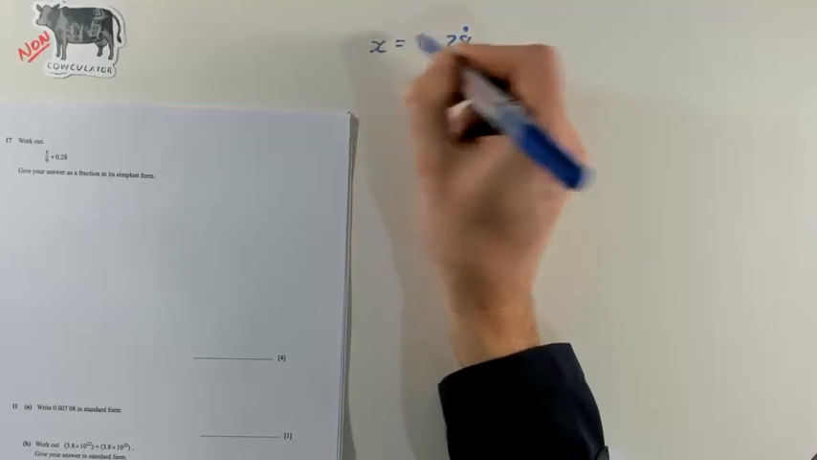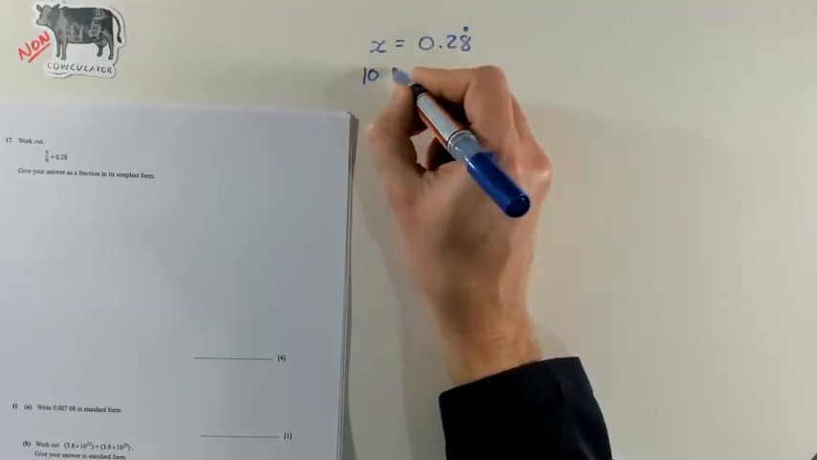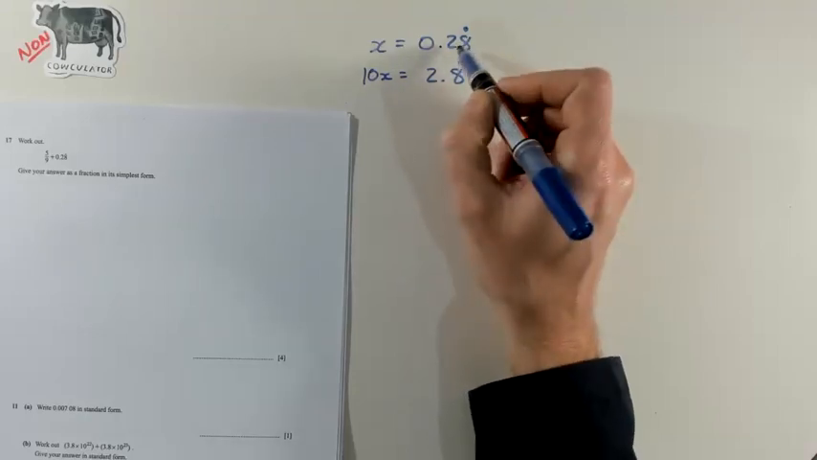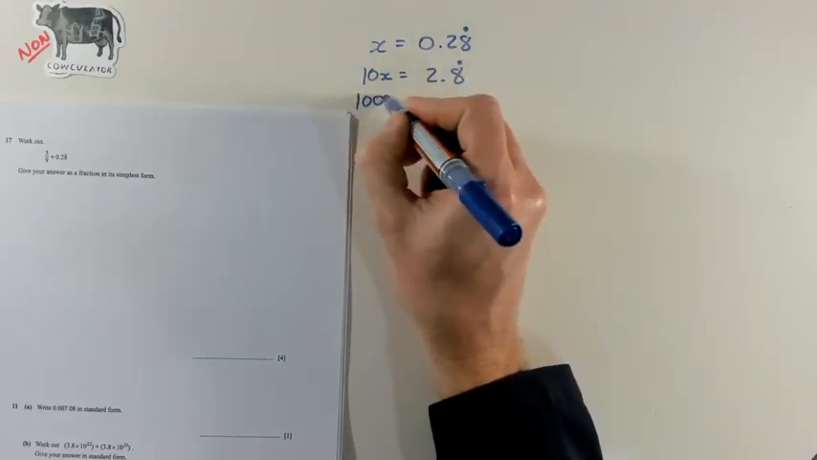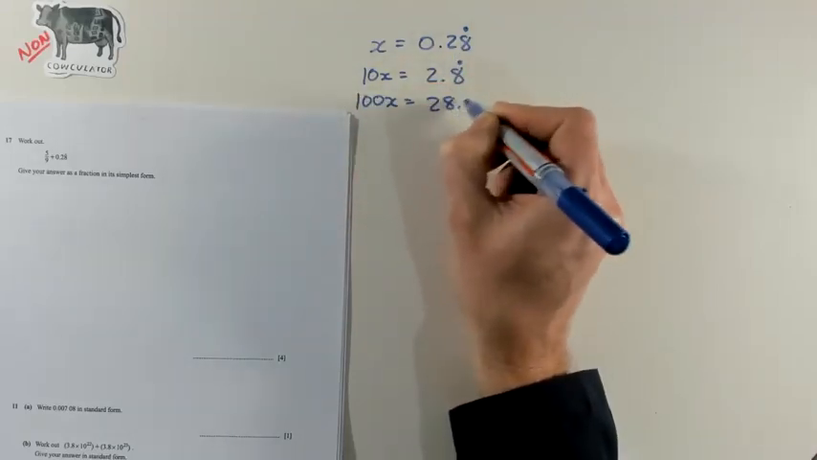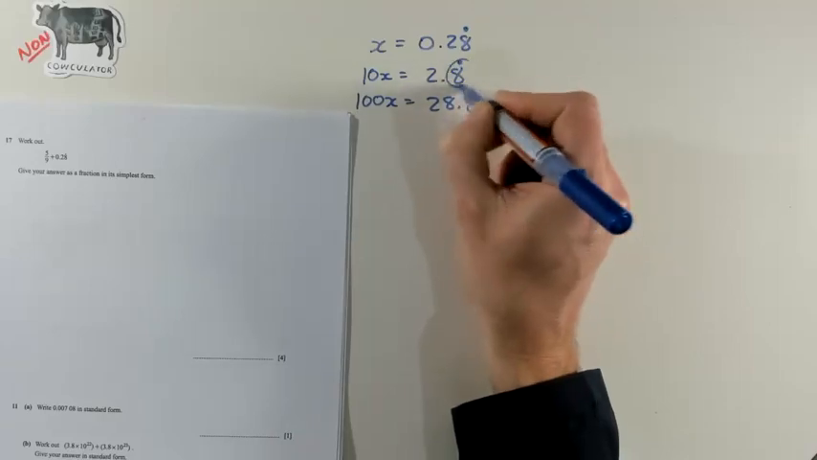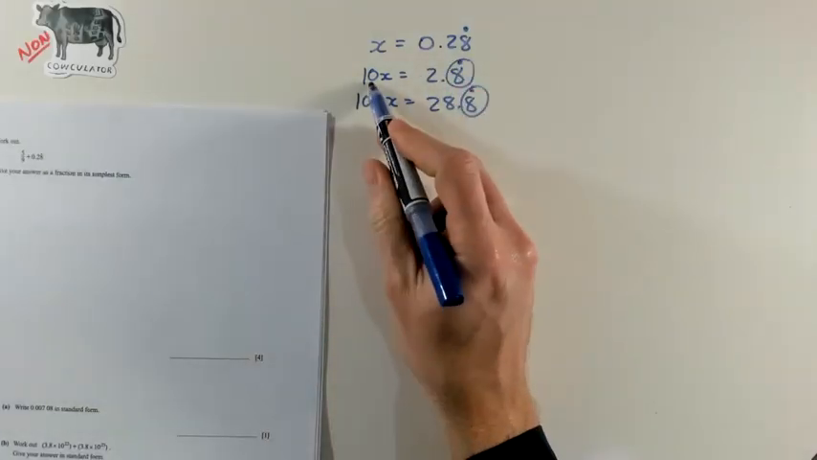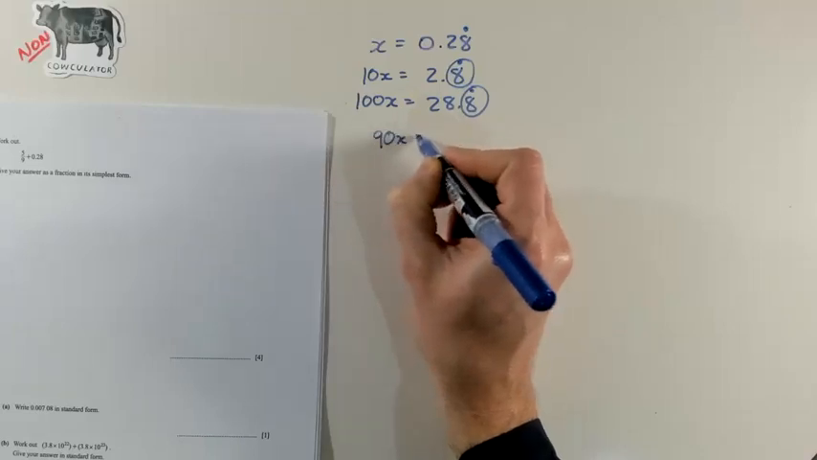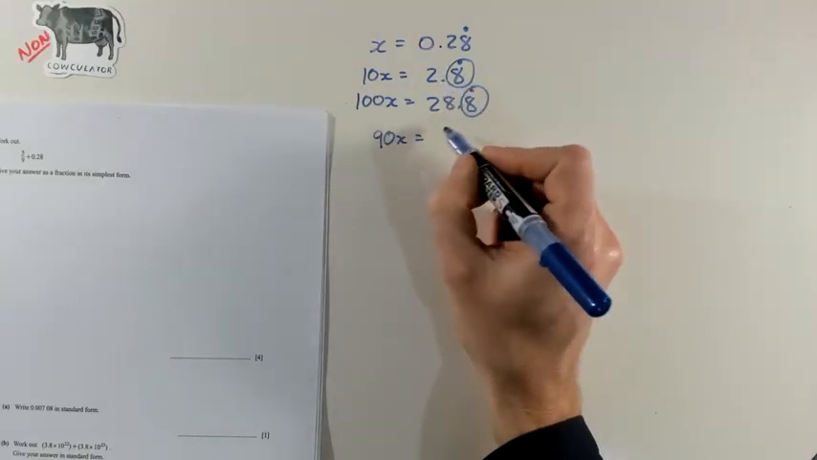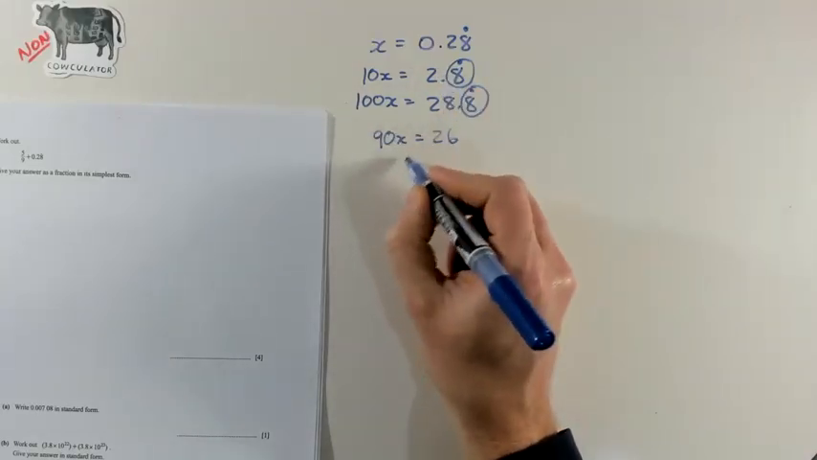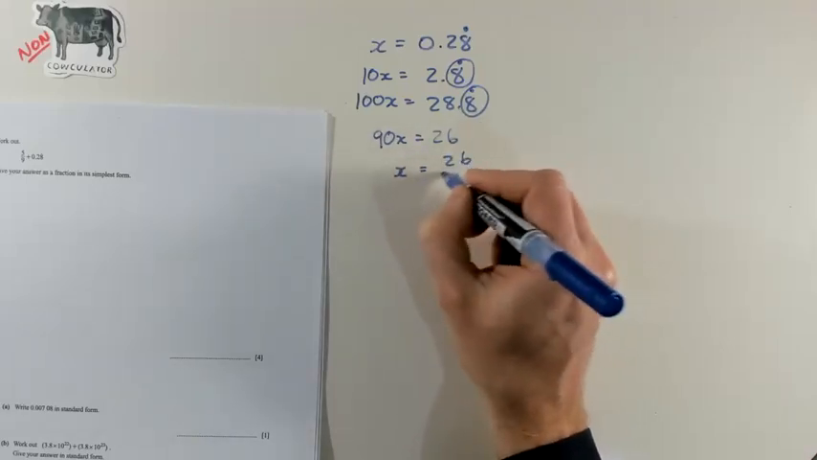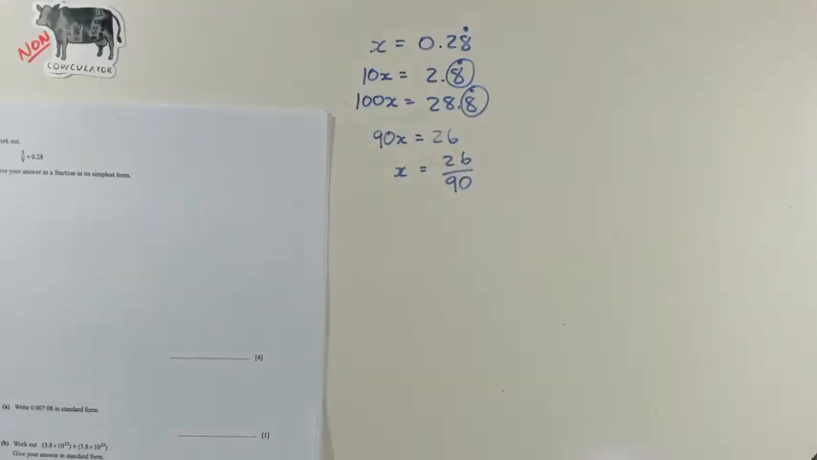So we start off with x is equal to this, and 10x is then going to be 2.8 recurring. See, it's not lining up, so 100x is 28.8. So that part and that part would cancel out if I minus it. So 100x minus 10x is 90x, and 28 minus 2 is going to be 26, and then dividing both sides by 90, 26 over 90.